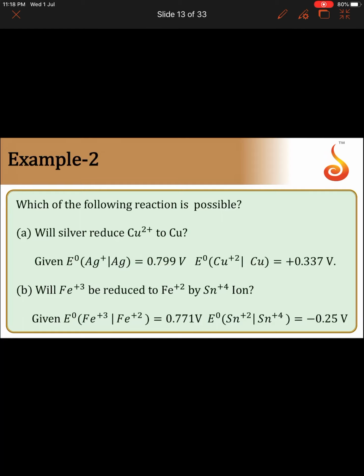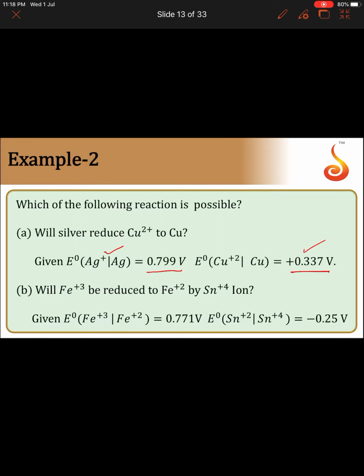Based on this, if you observe here, silver is 0.799, copper is 0.337. Copper's reduction potential value is less than silver. That means copper can reduce silver, but silver cannot reduce copper. So option A is not correct, because they gave it as, will silver reduce Cu+2 to Cu? It is not possible. Copper can reduce silver, but silver cannot reduce copper.